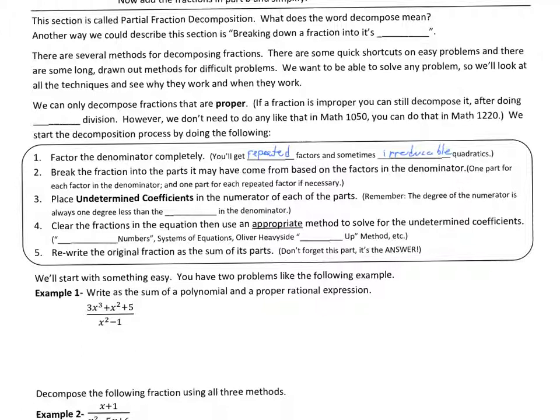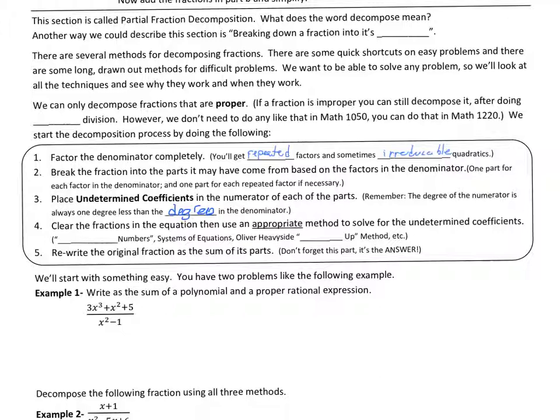Then we need to place the coefficients, which are undetermined because we're not sure what they are yet. That's what we're finding. We put them in the numerator of each of the parts. And remember, the degree of the numerator is always 1 degree less than the degree in the denominator. That's an important one. The degree in the numerator is always 1 less than the degree in the denominator.